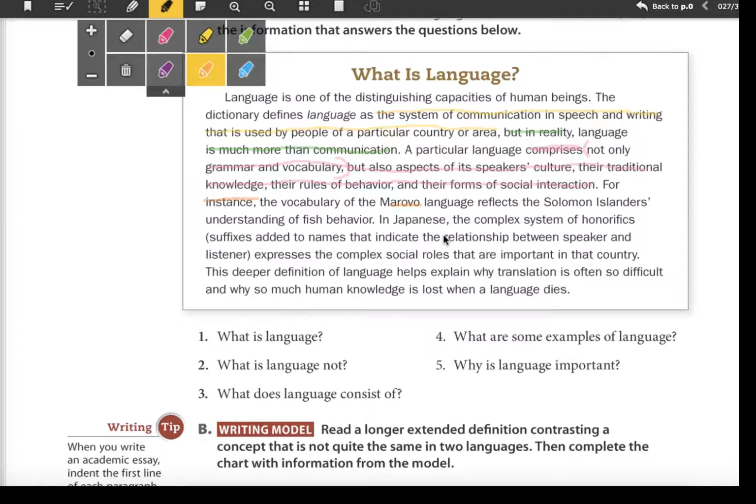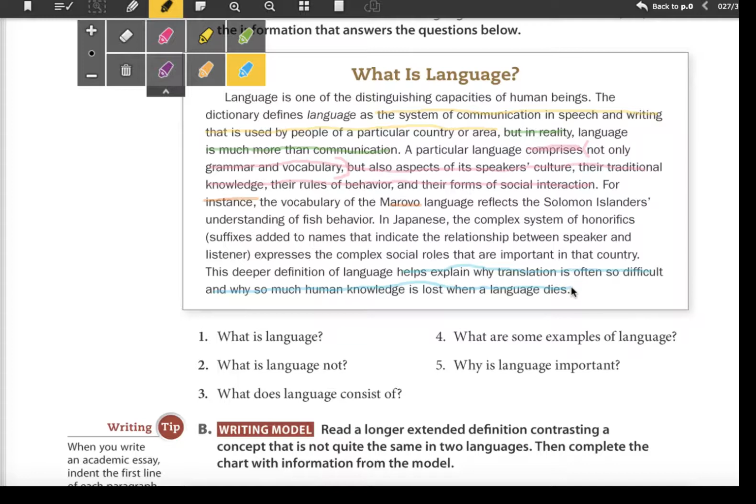And now the last thing, why is language important? They say it down here. The deeper definition, I'll put that in blue, the deeper definition of language helps explain why translation is so difficult and why so much human knowledge is lost when language dies. That's why language is so important.